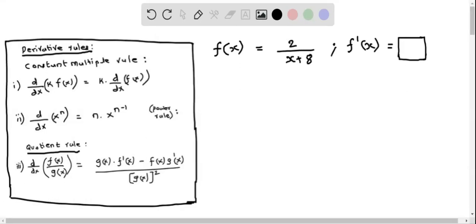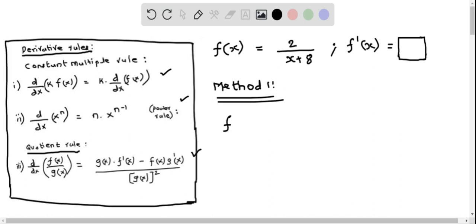We will now find the derivative of the function f of x equals 2 over x plus 8. So basically there are multiple ways to find the derivative of this given function. Here I'm going to discuss two methods. In method 1, we will be utilizing the constant multiple rule as well as the power rule, and in method 2 we'll be using the quotient rule. So let's start by differentiating this one.